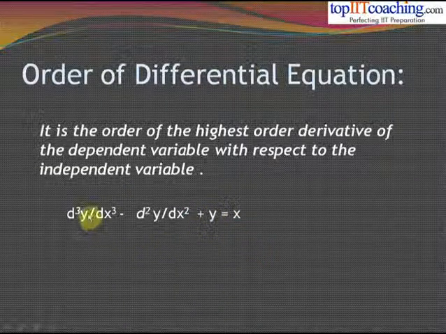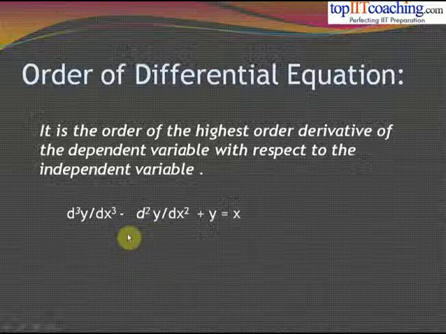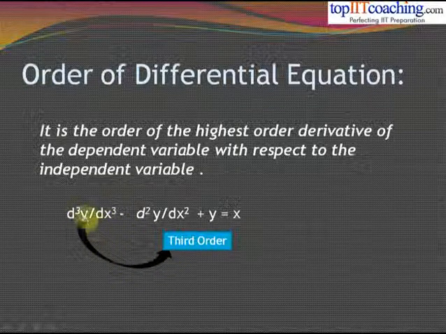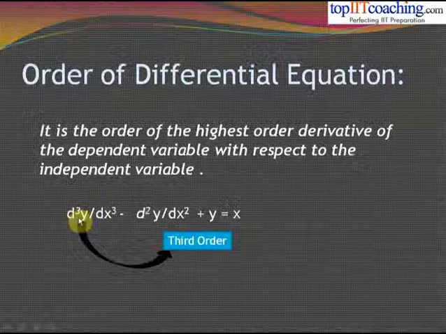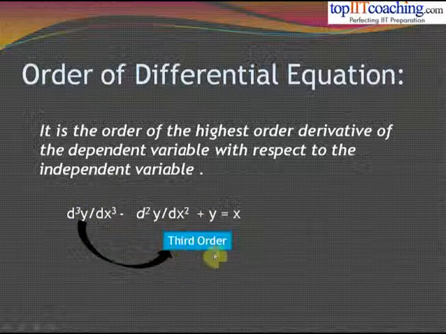Similarly, consider the equation d cube y by dx cube minus d square y by dx square plus y equal to x. Here this is third order, because the highest order derivative is d cube y by dx cube. We also have a second order derivative, but since we have a third order derivative, we take that into account because it is the highest order derivative, and so the order of this entire differential equation becomes 3.